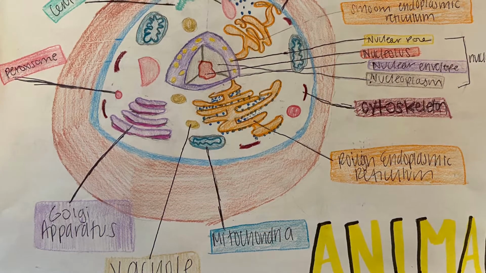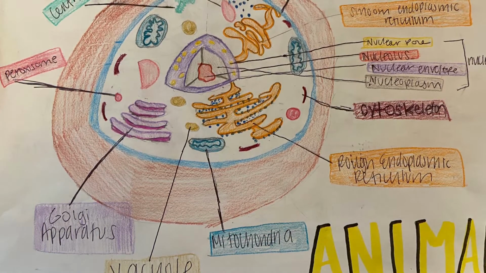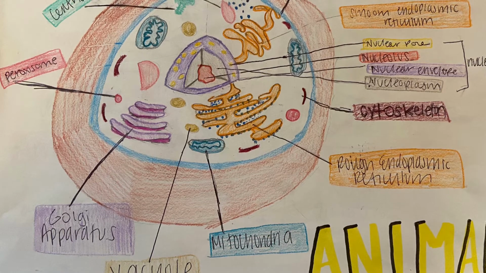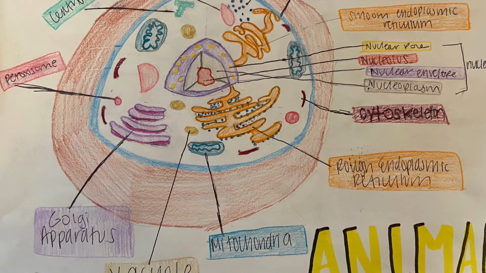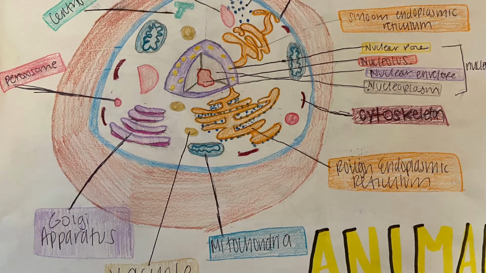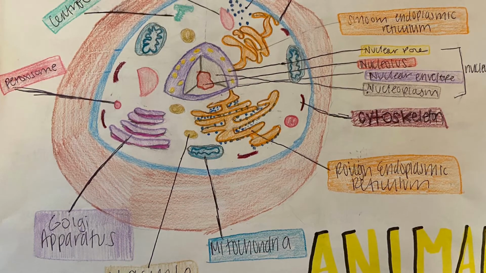And in orange, to the right of the mitochondria, is our rough endoplasmic reticulum. And we know it's rough because ribosomes are attached to it. And in this burgundy color, we have our cytoskeleton, which provides structure for the cell. It's made out of microtubules and filaments.